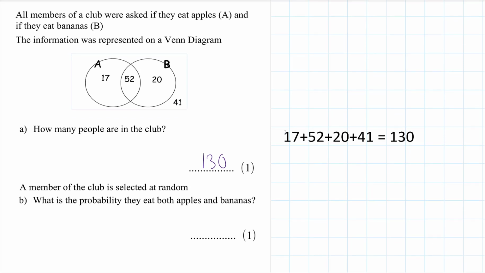Okay, now a member of the club is selected at random. What is the probability that they eat both apples and bananas? Well, we know the probability is always expressed as a fraction, or you can convert it into a decimal. If we look at the information, we have 52 members who eat both. So if I express this as a fraction, it will be 52 over 130.